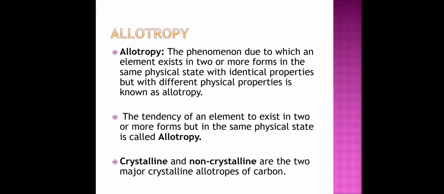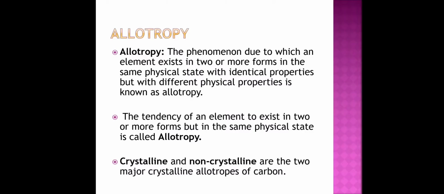The next thing that we need to learn is allotropy. So what is allotropy? It is the phenomenon due to which an element exists in two or more forms in the same physical state with identical chemical properties but with different physical properties. So when we see that one element is existing in more than one type of form, that is called allotropy. So the tendency of an element to exist in two or more forms but in the same physical state is called allotropy.